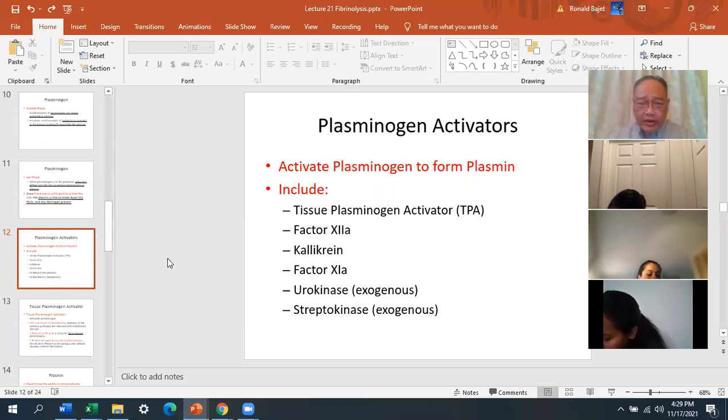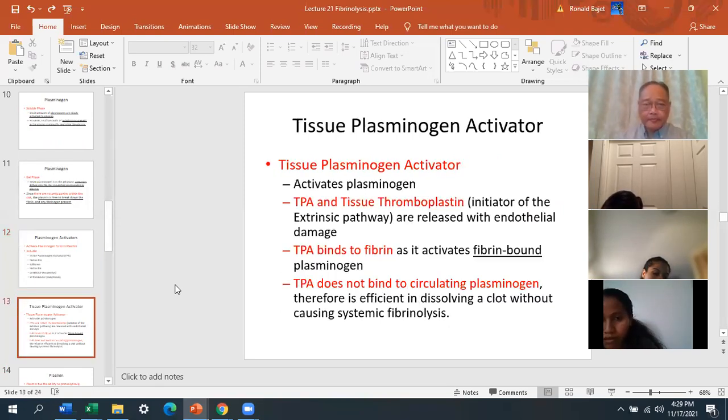So, plasminogen activators, again: TPA, tissue plasminogen activator, the factors 12A, 11A, and kallikrein. These are the three factors that will activate plasminogen, and the enzymes urokinase and streptokinase. These three, TPA, the factors, and these enzymes, will activate fibrinolysis. Okay, so these, TPA, the factors, and the enzymes urokinase and streptokinase, will activate plasminogen to plasmin. It will activate fibrinolysis. So TPA, like I mentioned, is what they have in the ER, just in case a patient comes in with DIC.